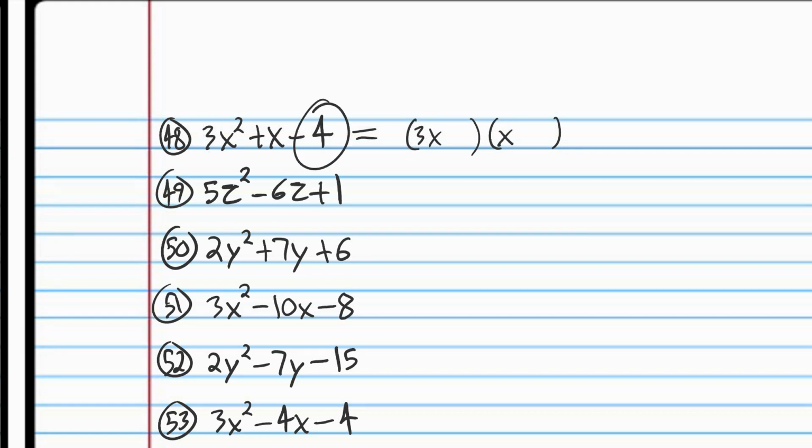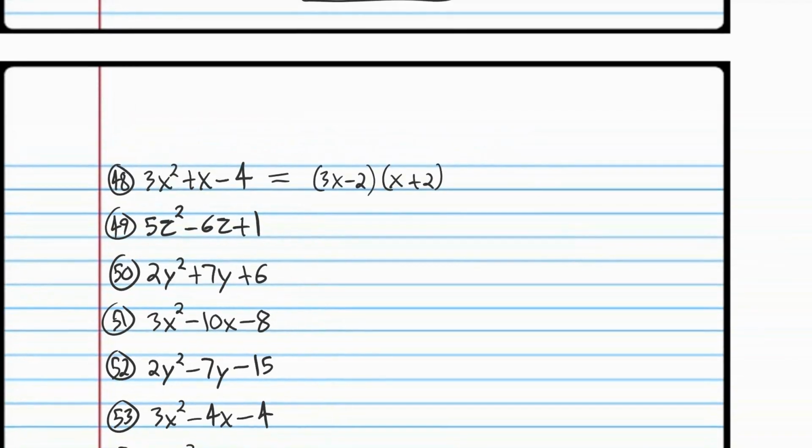What two numbers multiply to negative 4? Well, we got problems, because it can be negative 2 times 2, or it can be negative 1 times 4. We don't know, so we have to try. I'm going to try negative 2 and positive 2. If we FOIL that out, we get 3x squared plus 6x minus 2x minus 4. If we combine the inner terms, we get 4x. It doesn't work. So we tried that one and it didn't work.